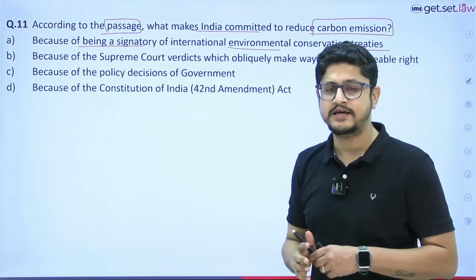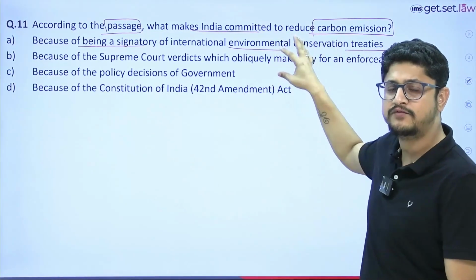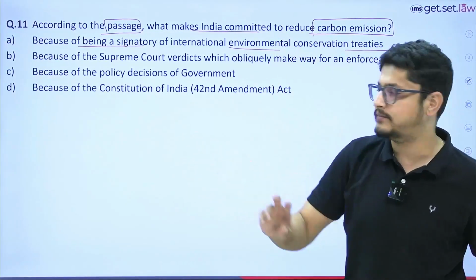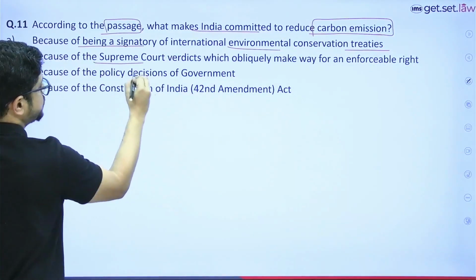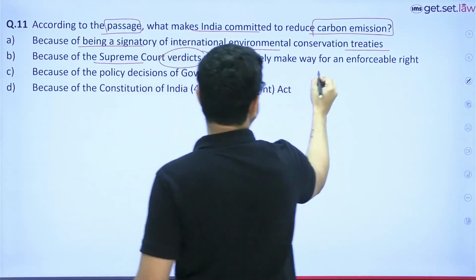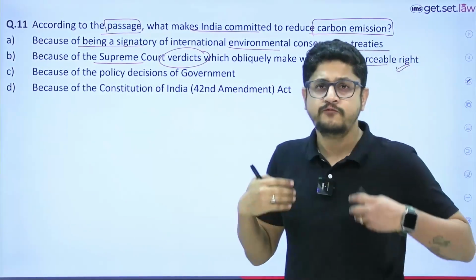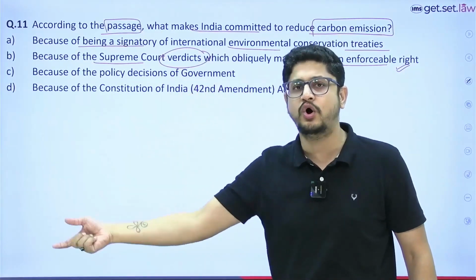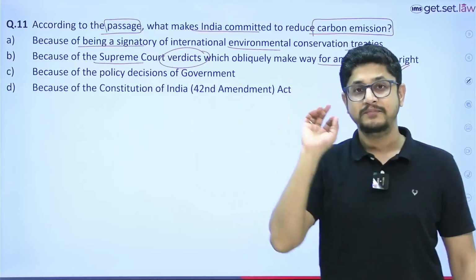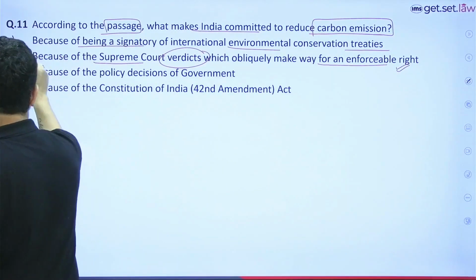So they are asking, what is that act of India which is making believe that India is moving towards carbon emission reduction? So first, signatory could be, because of the Supreme Court verdicts which obliquely make way for an enforceable right. So now this is something forceful rather than India itself believing it. It is not because it is in the law, the Supreme Court is pushing it, making it mandatory, that's why India wants it. So I don't think that option B could be the answer.